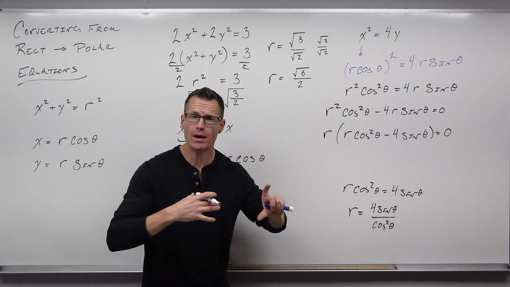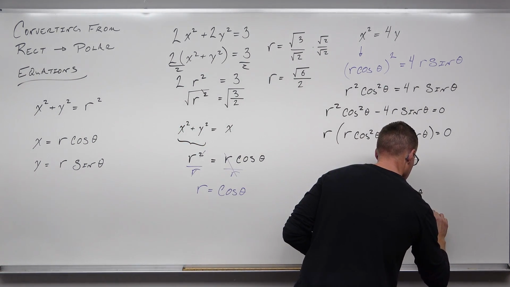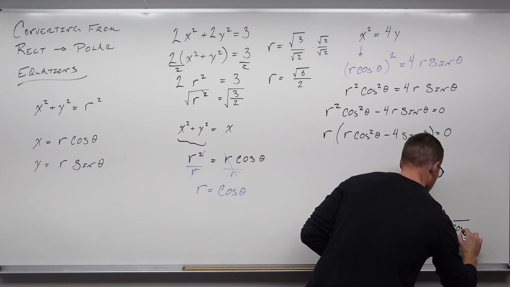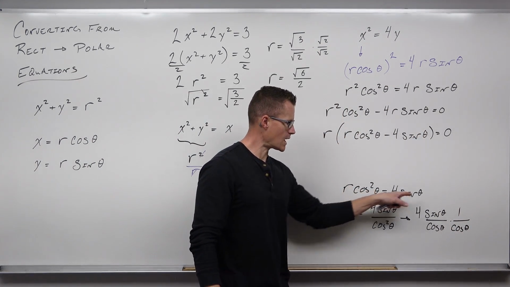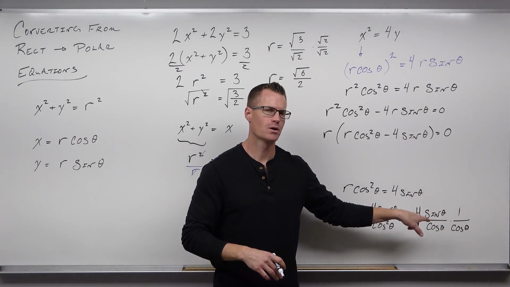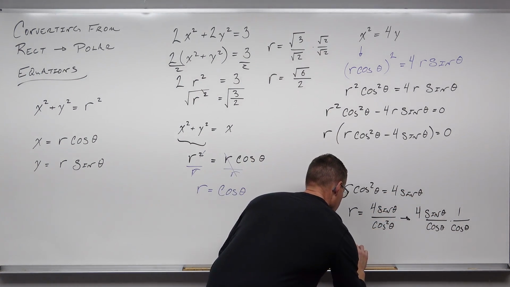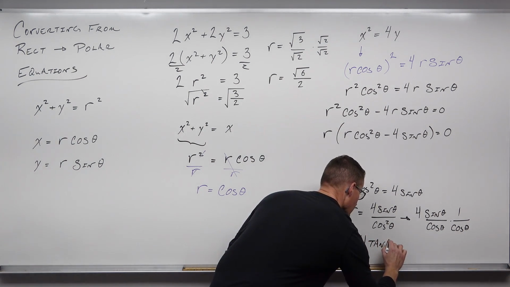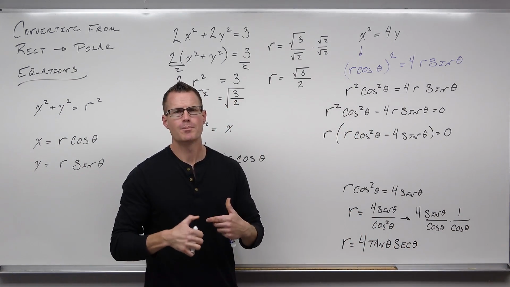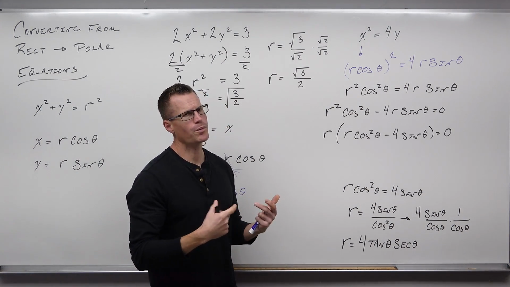Then you can separate that cosine squared. What if you wrote this as cosine times cosine? Well, then you'd have 4 sine theta over cosine theta times 1 over cosine theta. It's still cosine squared, but this is cool because sine theta over cosine theta is tangent, and 1 over cosine theta is secant theta. There's just a number of ways you can go about getting something different because of all the identities that we do have. So I hope that makes sense.